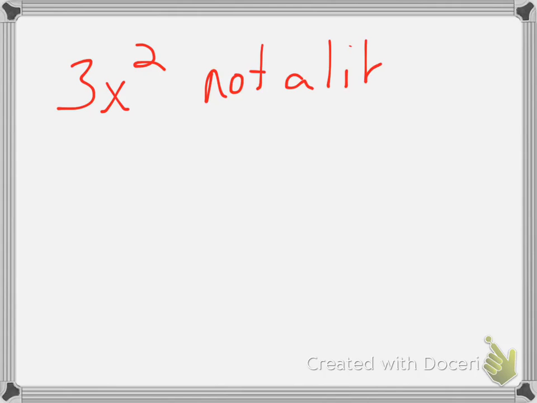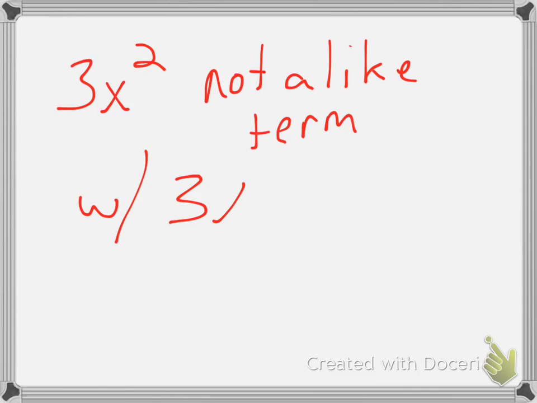Let me show you another example. 3x squared is not a like term with 3x because they don't have the same power. This one has a 1 power and that one has a 2 power. They have to have the same power. So these can get pretty complicated. You could actually get something like this.